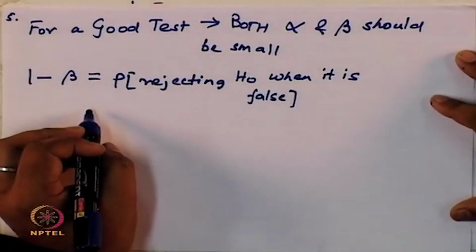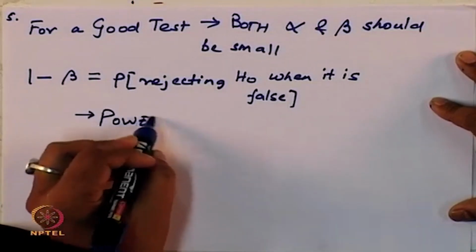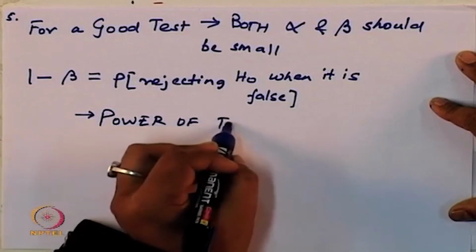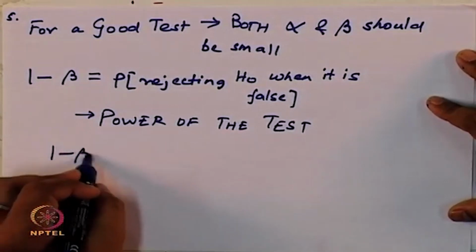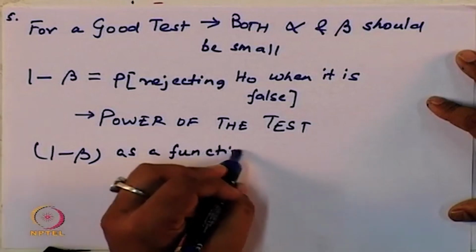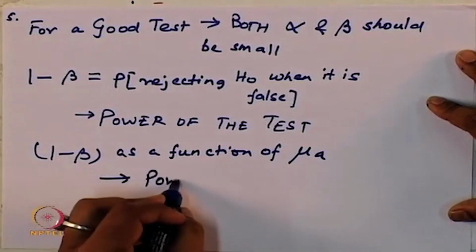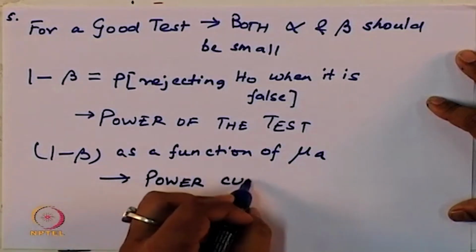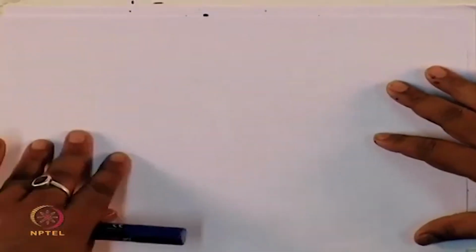Okay. And this is called the power of the test. And you can generate 1 minus beta as a function of mu a, and this curve is called a power curve. Let us see what we can say about beta or 1 minus beta. So, let us take an example.